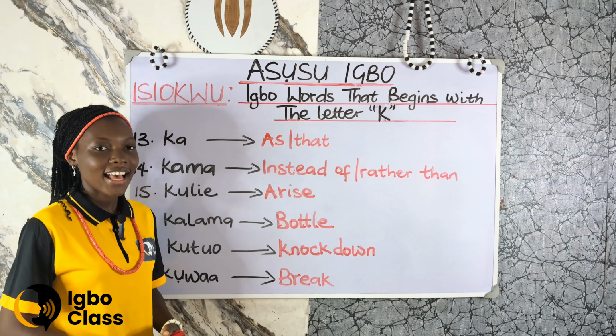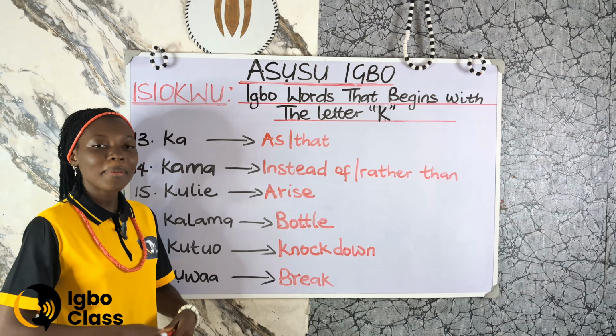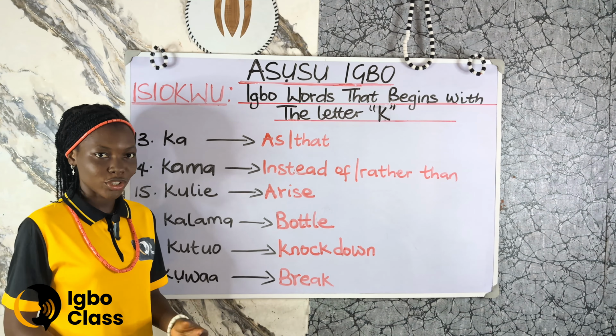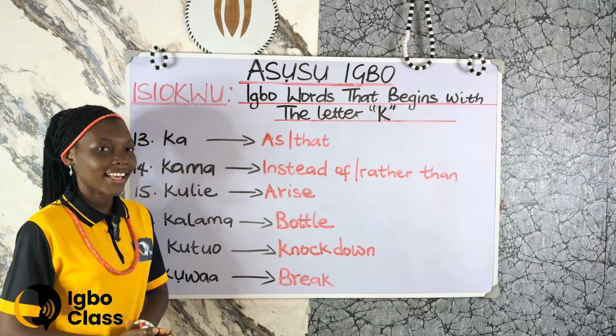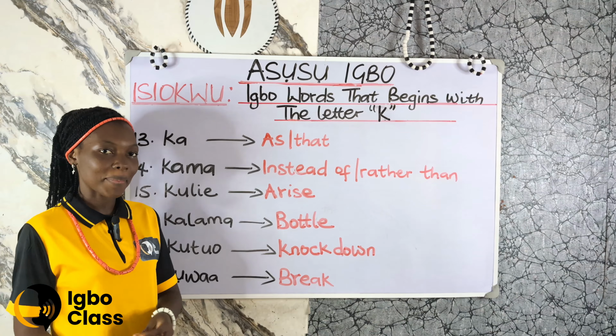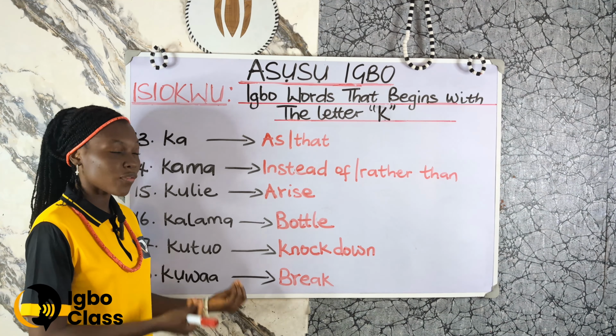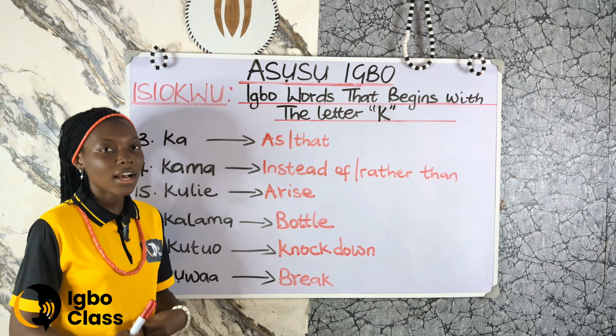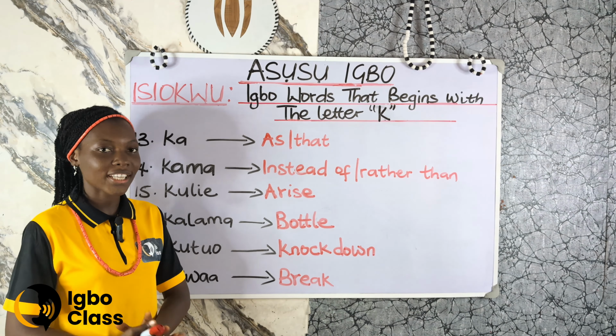Kama acts as a conjunction. Kama, which means instead of or rather than. Kama ọ ga-abịa be m, ka m gaa be ya. Instead of her coming to my house, I would rather go to her house.